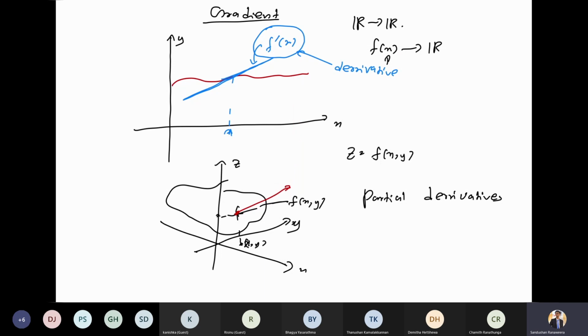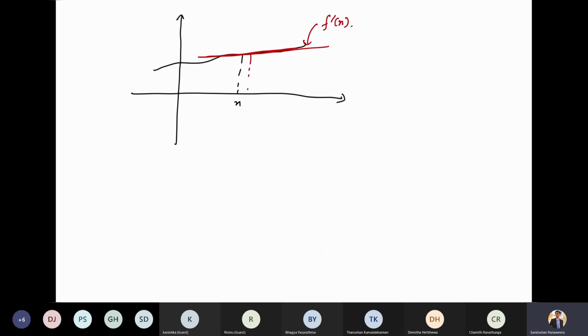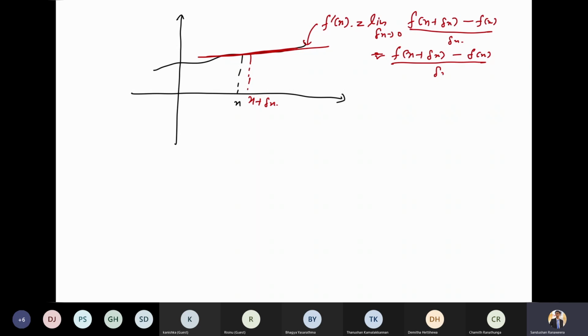Let's first consider a univariable function. We draw this univariable function once again. If I take a point x, I can draw my tangent like this. Pardon my drawing. The slope of this is equal to f dash x. If I take a point very nearby, like x plus delta x, I know f dash x is equivalent to the limit as delta x goes to 0 of f(x plus delta x) minus f(x), divided by delta x. Or we can approximate this as f(x plus delta x) minus f(x) divided by delta x when delta x is very small.